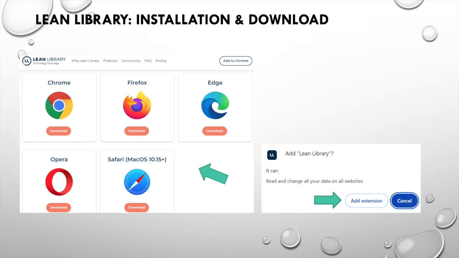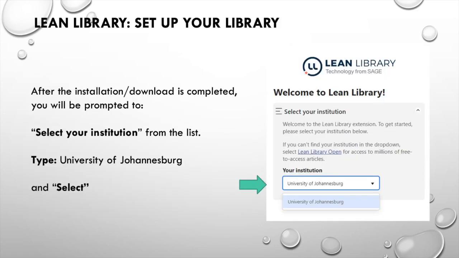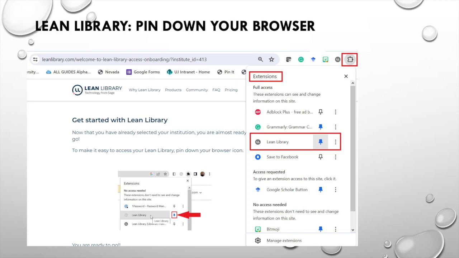Please note, you can install the Lean Library browser extension on all available browsers you usually use to perform your searches. Step 3. Set up your library. After the installation is completed, you will be prompted to select your institution or library from the list. Type University of Johannesburg and select. Once Lean Library is installed, you will find a Lean Library pop-up on the top right of the screen. This means that you can get started with your searching from anywhere.